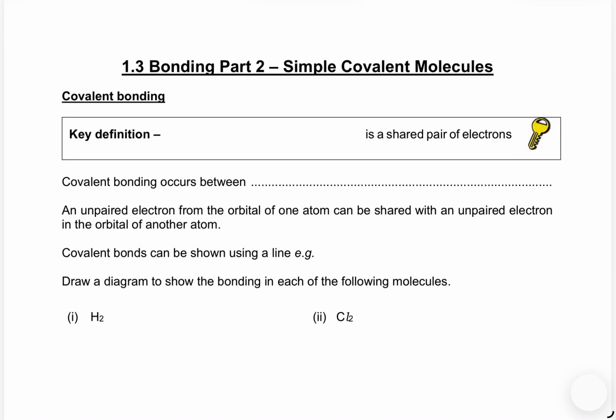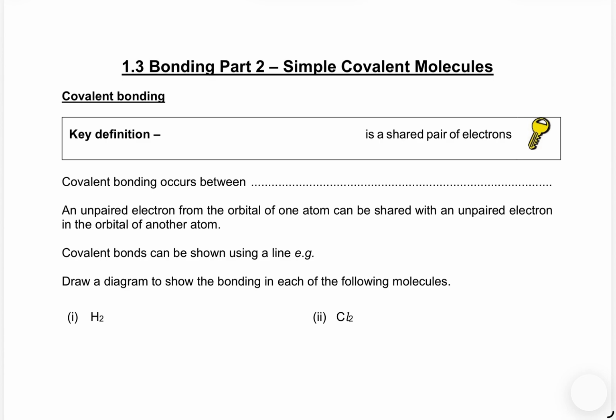In this set of videos, we're going to now start to look at the simple molecules as opposed to the giant structures. Now, if you remember back to the start of the course, the word molecule refers to one or more atoms that could be of the same element or different elements that are covalently bonded together. So when we use the word molecule, we must be only talking about covalent compounds. We cannot be talking about ionic or metallic. We can actually talk about covalent elements as well.